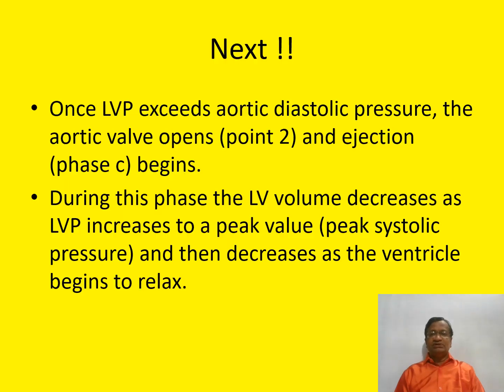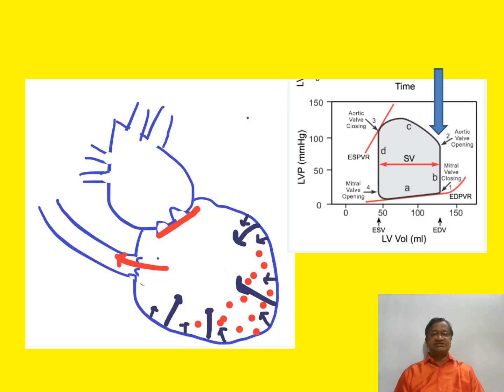Now, once the LVP rises, again I am telling you, the aortic valve opens and the ejection phase starts. The volume decreases as the ventricle begins to relax. Now you see this is the aortic ejection phase. Now the volume decreases. The mitral valve is closed. If there is a problem with the mitral valve, there will be mitral regurgitation. So here the aortic valve opens and this is called the ejection phase.